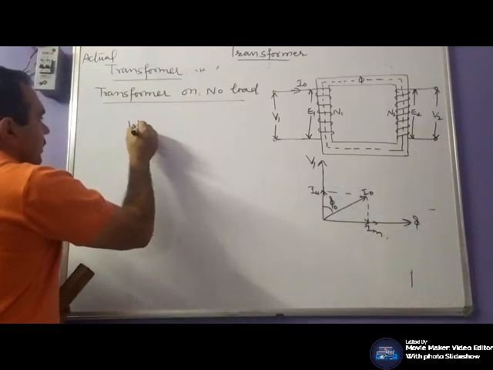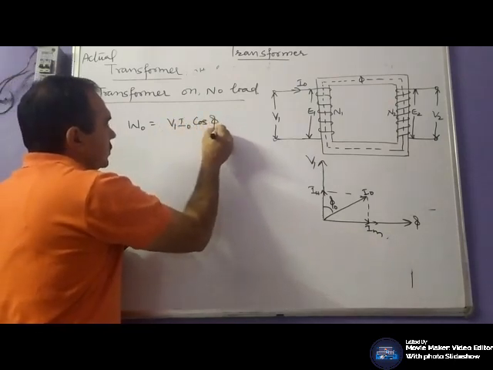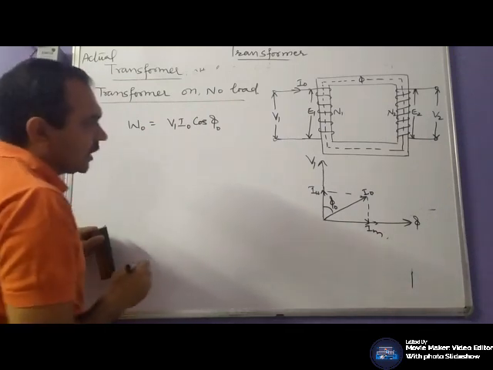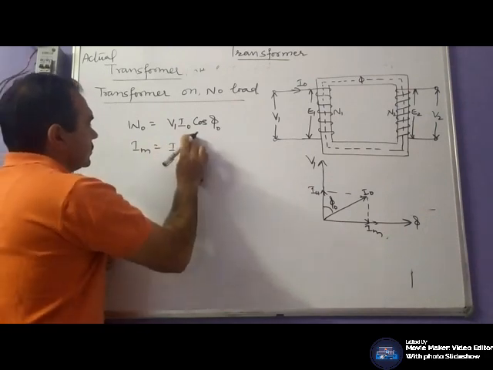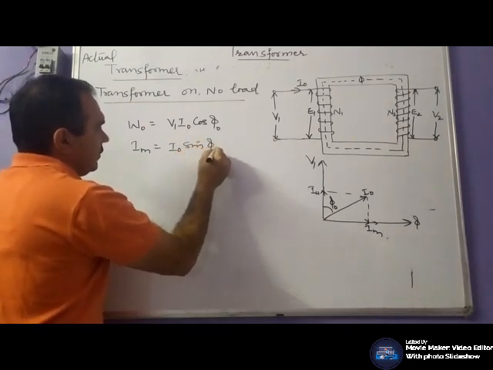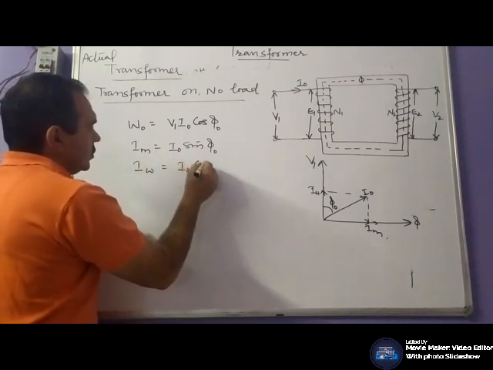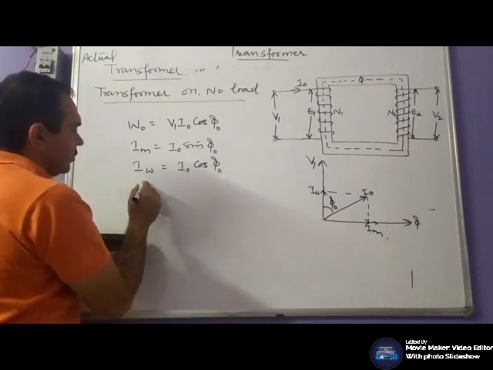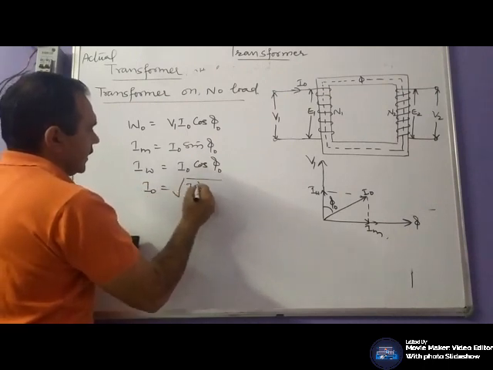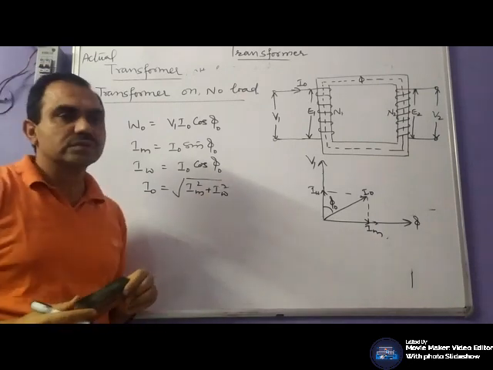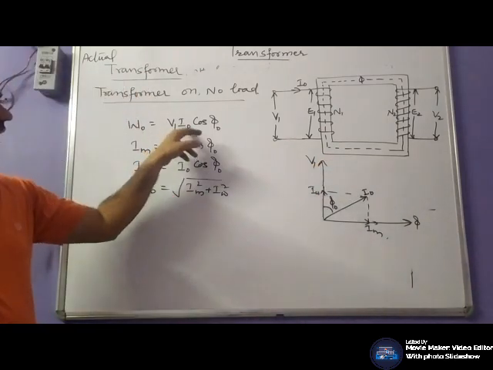So what will be the power at no load? It will be V1 I naught cos phi naught. And what will be the current? Magnetizing current Im is I naught sine phi naught, the quadrature component, and Iw is I naught cos phi naught, and your I naught would be equal to the square root of Im square plus Iw square, where phi naught is the angle between V1 and I naught, this voltage and this current.